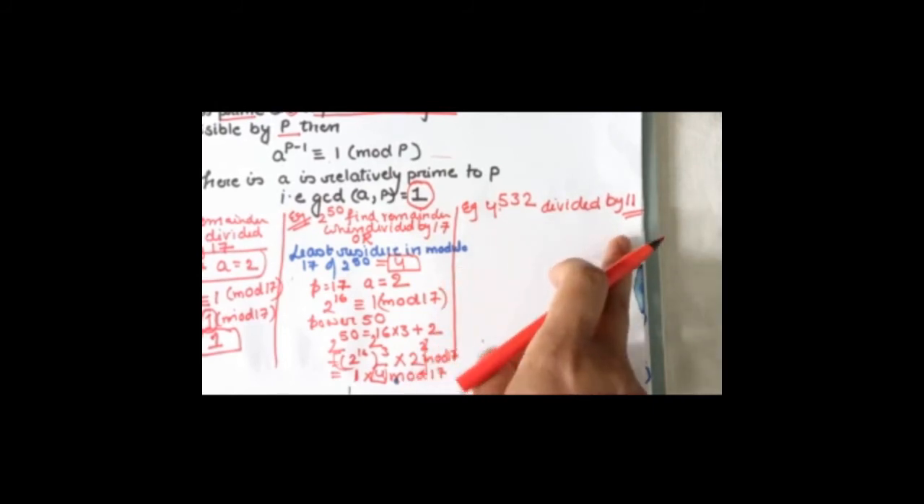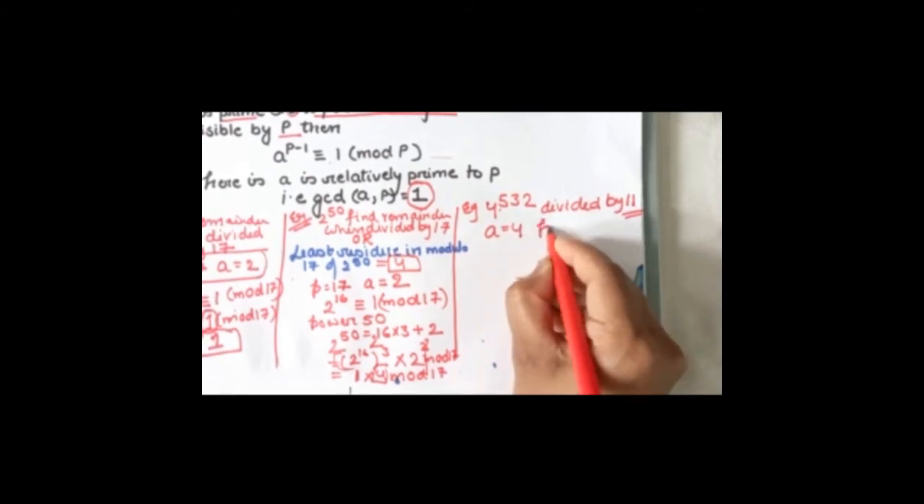Now I am going to do one more example so that you can be well versed with Fermat's theorem and have no doubt left. Now another question: find the remainder when 4 to the power 532 is divided by 11. Very simple. Please see if 11 is prime. Yes, 11 is prime. Please see if 4 is divisible by 11. No, it is not. Also see if 4 and 11 are relatively prime. Yes, they are, because the greatest common divisor of 4 and 11 is 1.